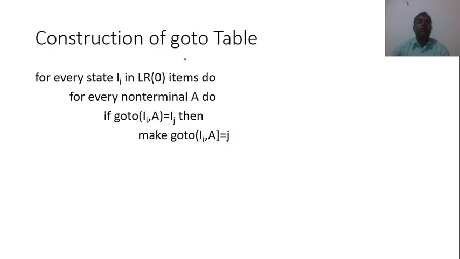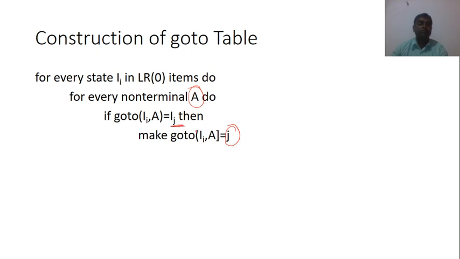Now the construction of go-to table. For every item Ii in LR0 items, for every non-terminal A, if goto(Ii, A) equals Ij, then make goto[Ii, A] equal to j. Just enter only j. j means the subscript of this one.